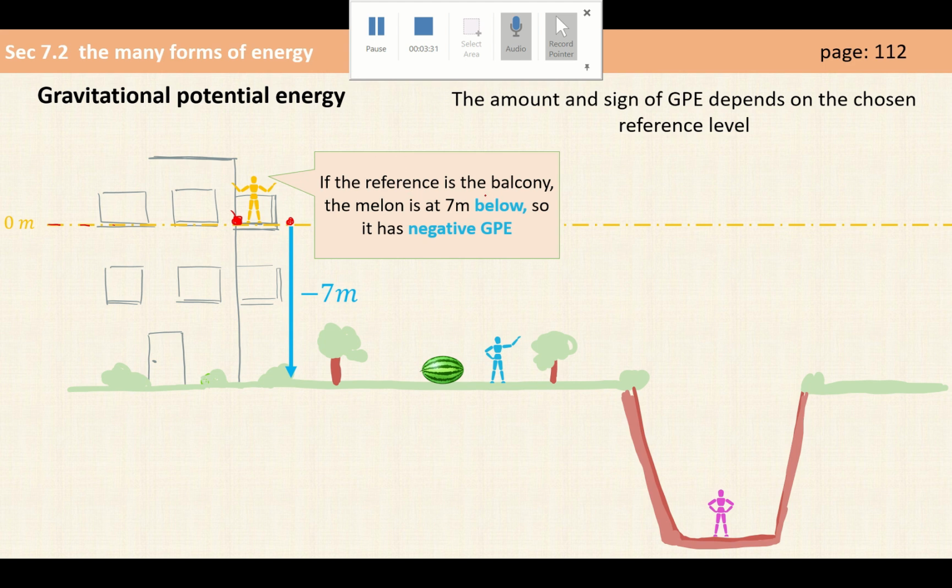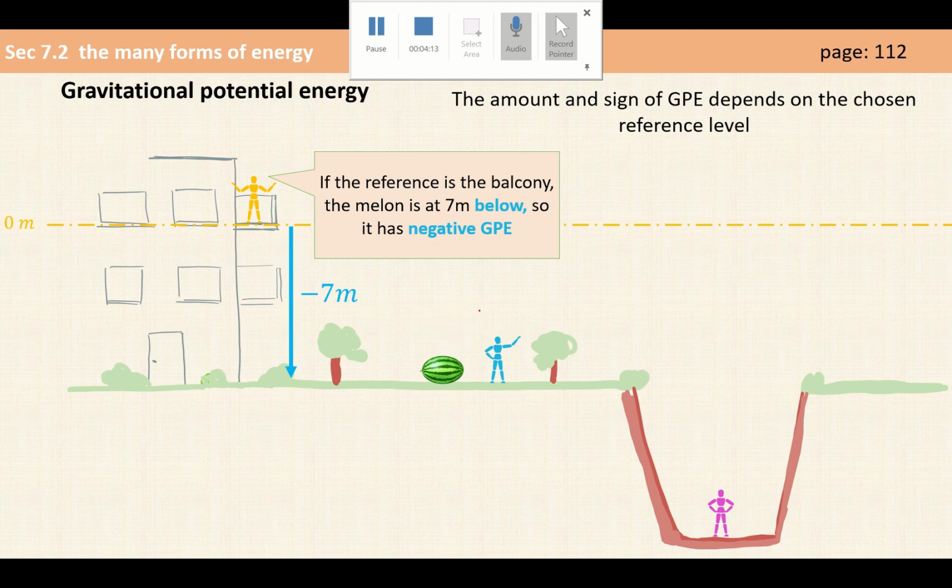So if the reference level is the balcony, the melon is 7 meters below. So it will have a negative gravitational potential energy. If you calculate it, you'll multiply the mass of the watermelon times 9.8 times h, which will be negative 7. So the gravitational potential energy of the same watermelon would be a negative value, for example, negative 35 or negative 40 joules. Even though it's the same watermelon, just because we changed the reference level, the amount of the gravitational potential energy stored in this watermelon changed as well.